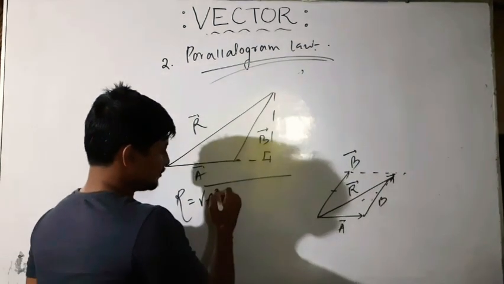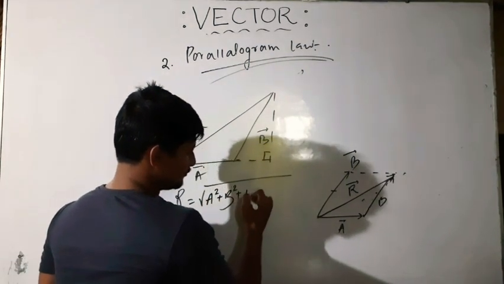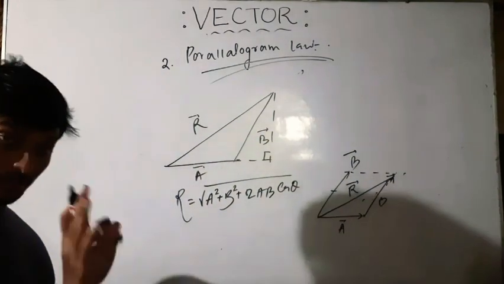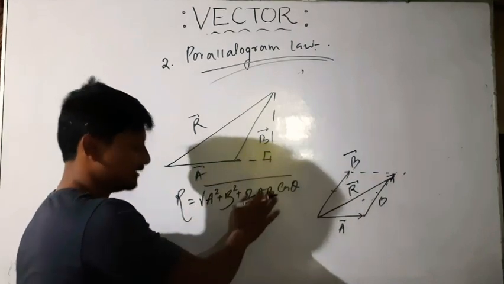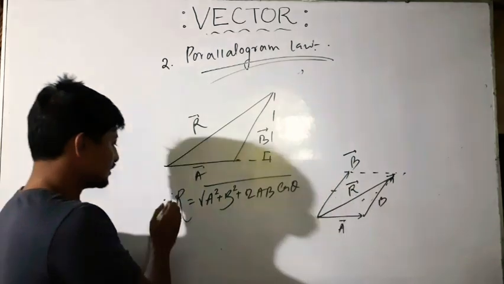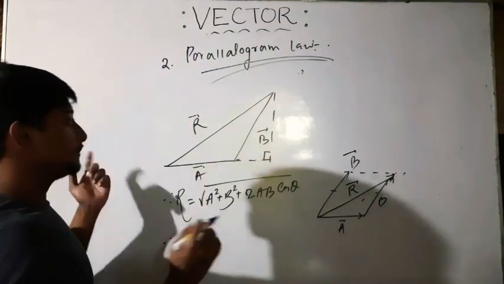Okay, so the resultant will be this. So always remember, I am not using any vector sign here. That means I am writing only the magnitude, not the vector. Now, in order to show the direction, you can show it in this way also.